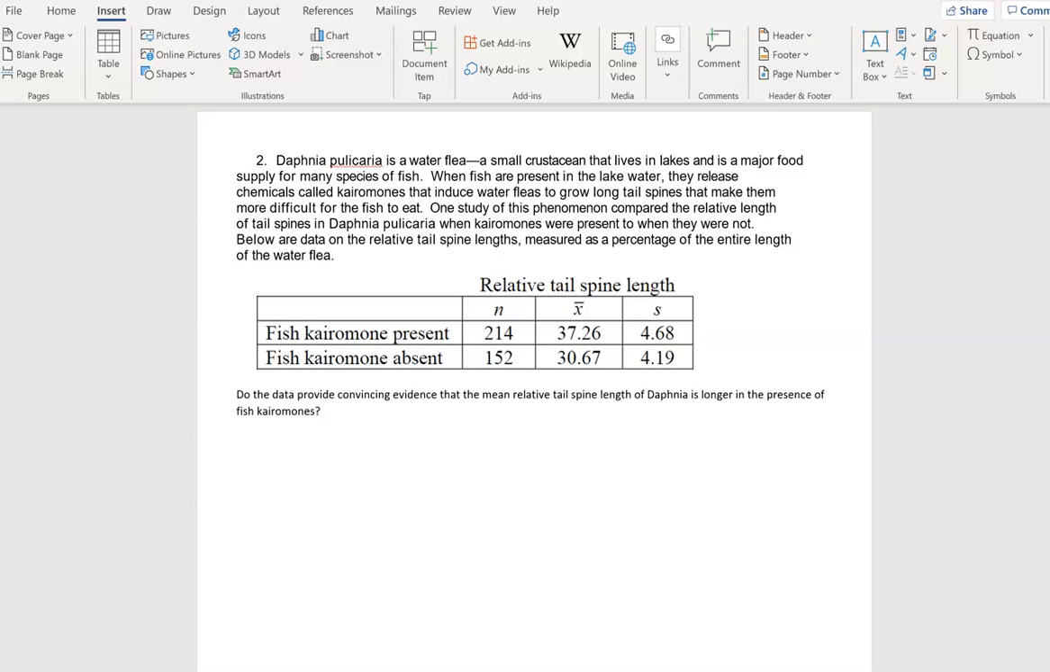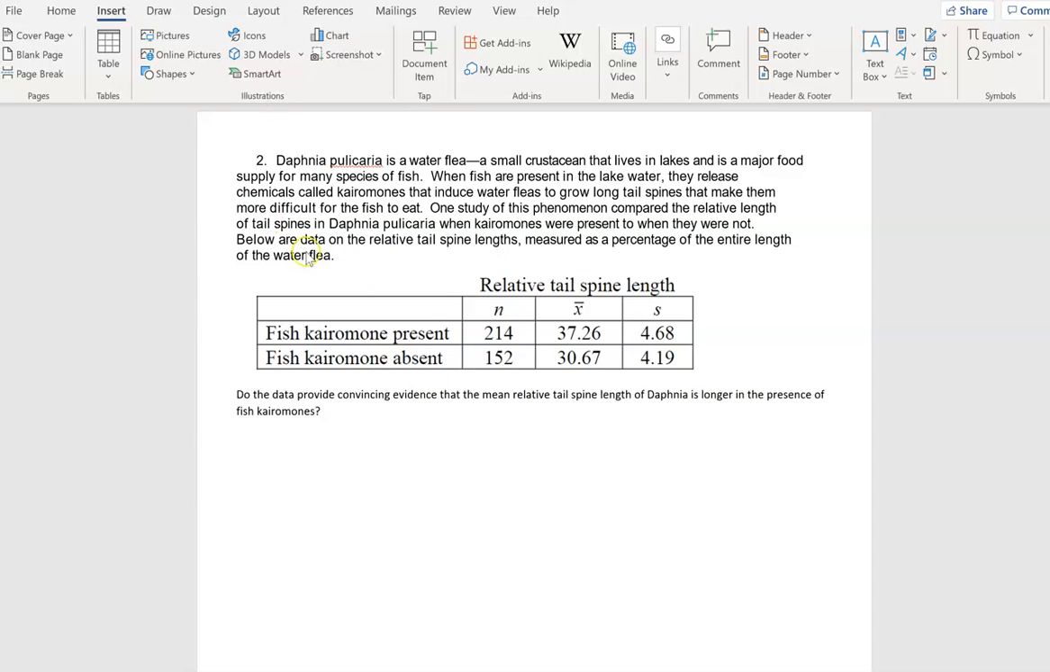One study of this phenomenon compared the relative length of tail spines in the Daphnia pulicaria when pheromones were present to when they were not. Below are the data on the relative tail spine lengths measured as a percentage of the entire length of the water flea. So the question is, do the data provide convincing evidence that the mean relative tail spine length of Daphnia is longer in the presence of fish pheromones?